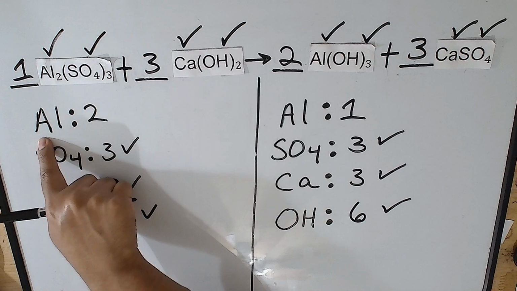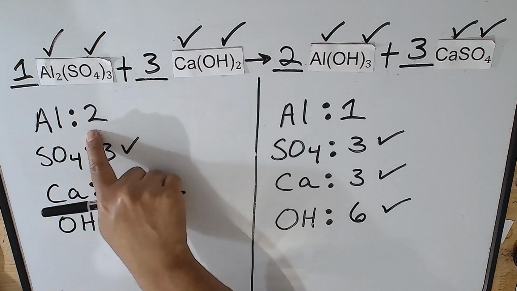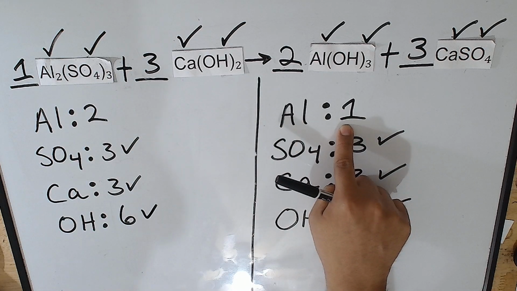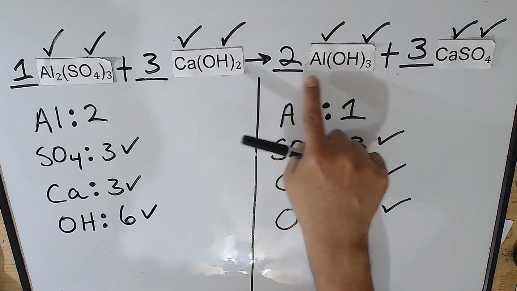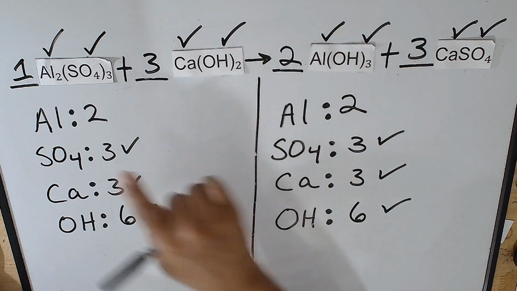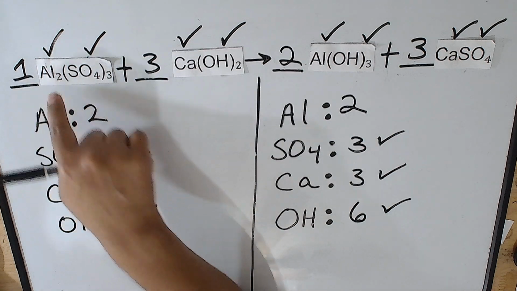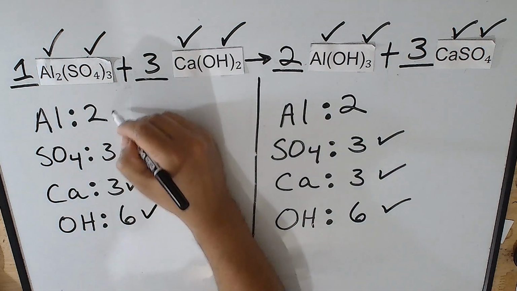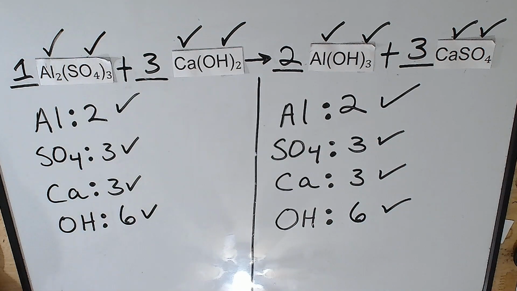Now it's a matter of checking the aluminums. We have 2 and 1, but with the new coefficient, we now have 2 aluminums. And over here, we also have 2 because 1 times 2 makes 2. So at this point, everything is balanced.